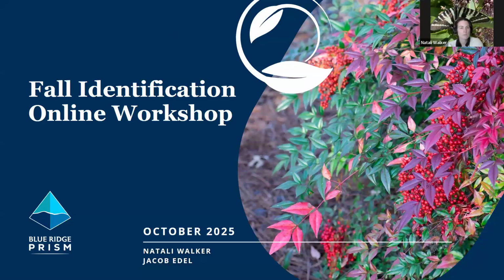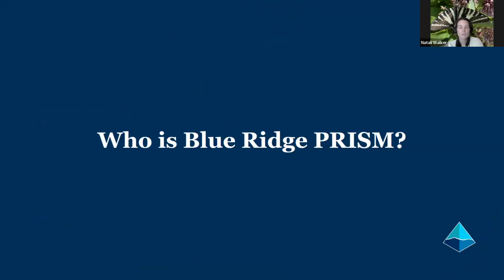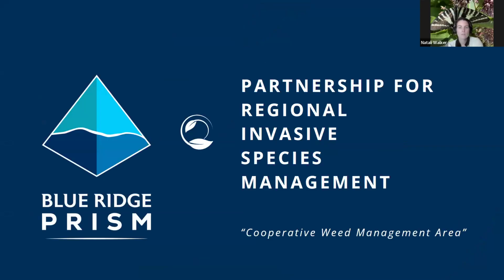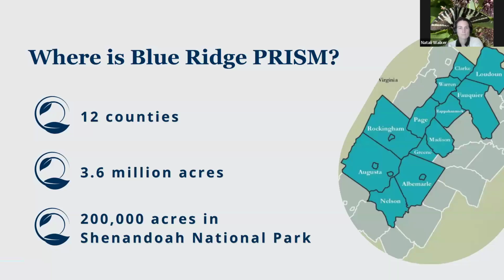So welcome to Blue Ridge PRISM's Fall Identification Online Workshop. So who is Blue Ridge PRISM? PRISM is the Partnership for Regional Invasive Species Management, and we're the first cooperative weed management area in Virginia. Where is Blue Ridge PRISM and what counties do we cover?